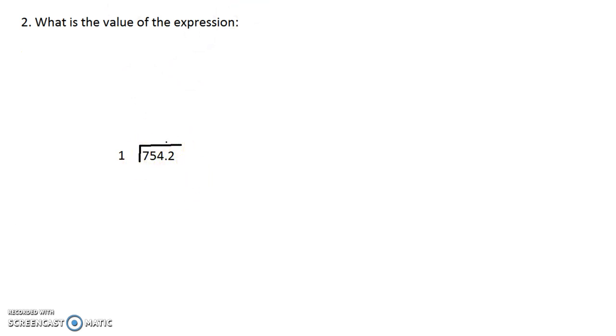All right, so now it's just simple math. How many times can 1 go into 7? Hopefully you guys all said 7. How many times can 1 go into 5? 5. How many times can 1 go into 4? 4. That has to be before the decimal. And how many times can 1 go into 2? 2. This is going to be a really simple answer. Our answer is 754.2, or 754 and 2/10.